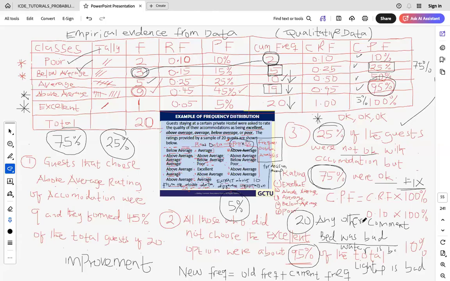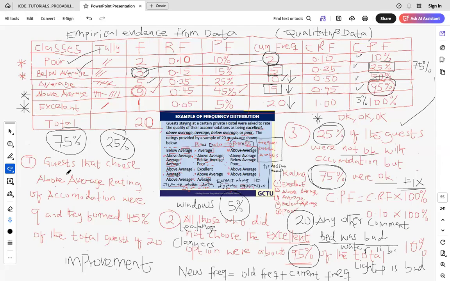I'm sure when you look at their comments, they will be pointing out some things you can fix. Maybe some will say your windows are not properly done. Some may also say there was leakage in their room. Some may also say the cleaners didn't clean their room very well. And I'm sure you get information from their forms, this 95%, and then use it to improve the system.